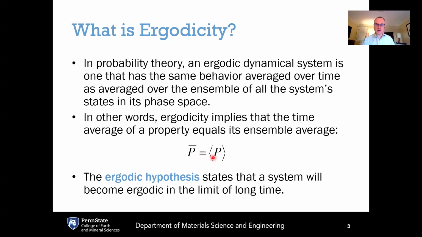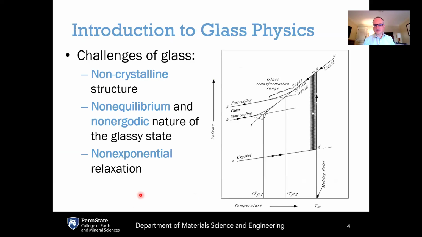Now, this definition of ergodicity is not to be confused with the ergodic hypothesis. The ergodic hypothesis states that a system will become ergodic in the limit of long time. So even the glassy state, as a non-ergodic state, if you wait in the limit of infinite time for it to fully relax to the supercooled liquid state or for it to crystallize, then it will become ergodic. And that is the crux of the ergodic hypothesis.